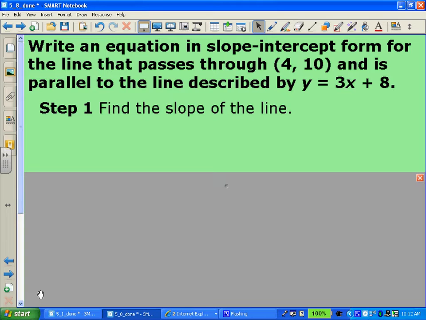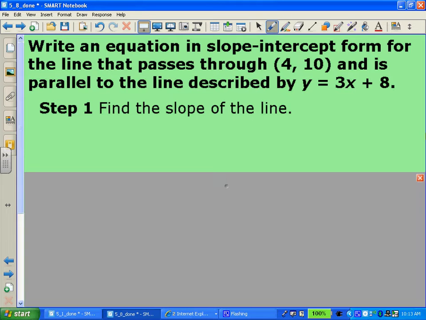What we're going to be doing today is you're going to be given a point and an equation, and then you're going to be asked to write the equation of a line that is either parallel or perpendicular to the line that you're given. So here's what your first problem looks like. Write an equation in slope-intercept form for the line that passes through (4, 10) and is parallel to the line described by y equals 3x plus 8.